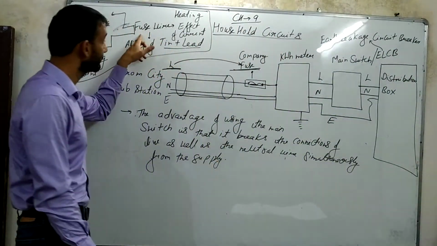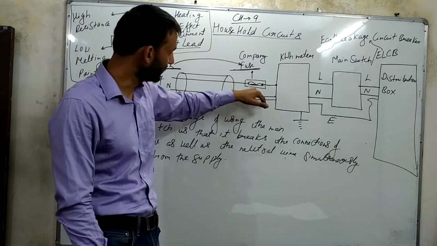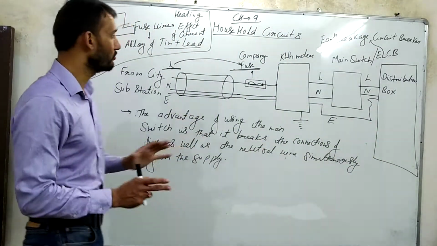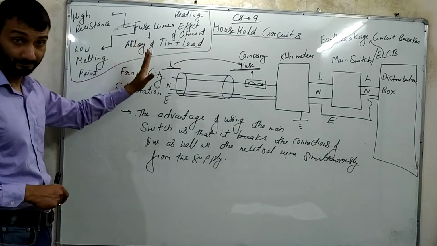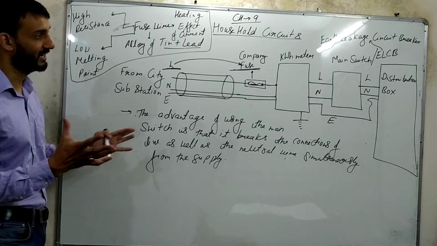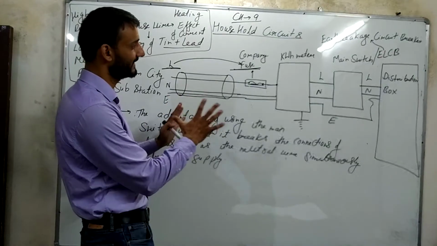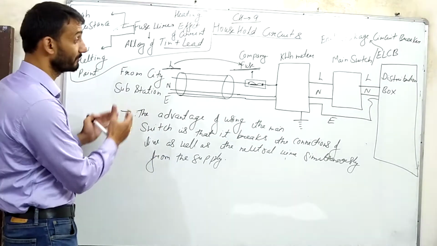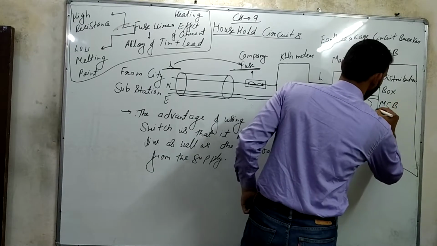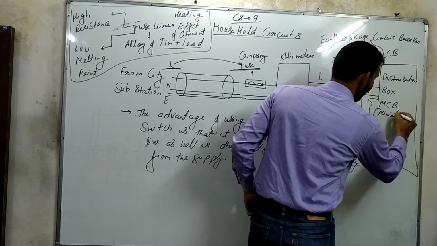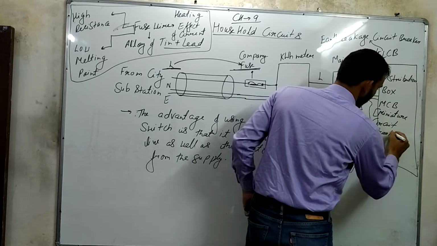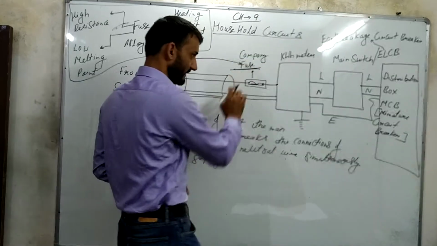This fuse wire, we used to have in earlier times, but nowadays we have MCBs. There is not much difference between the company fuse and the MCB. The similarity is that both these devices are safety devices. The full form of MCB is miniature circuit breaker. So this MCB is also a safety device. Fuse is also a safety device.